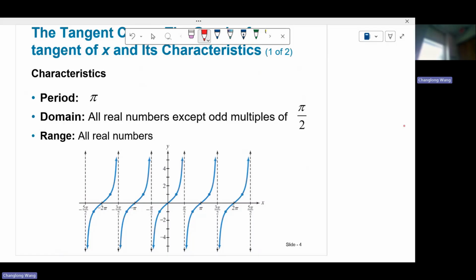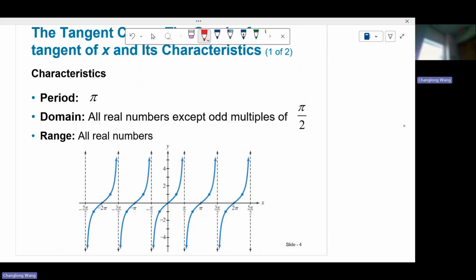You just cannot take the input to be exactly pi over 2, because if you do that, it blows up, right? And therefore, if you know how the graph looks like, you would predict there will be a certain amount of points you have to skip, right? Now, when it comes to the range, that's obvious, since it could go all the way to positive infinity and negative infinity. So it does cover all real numbers vertically, right?